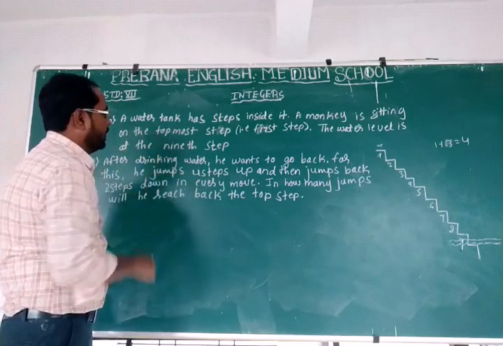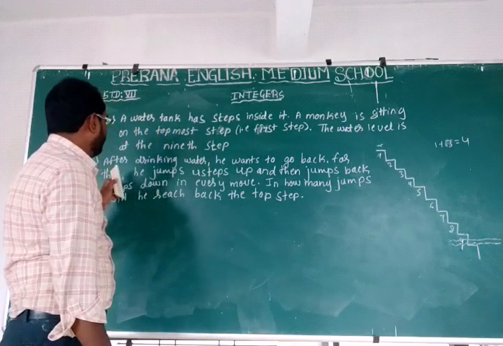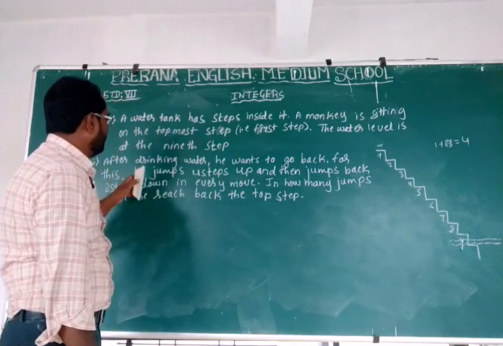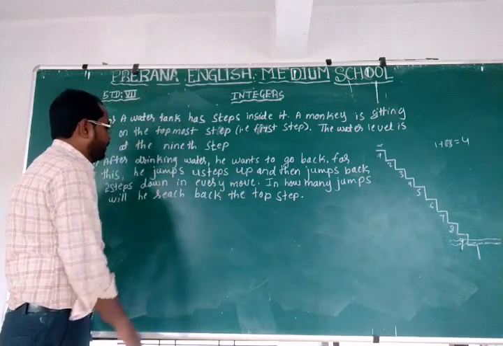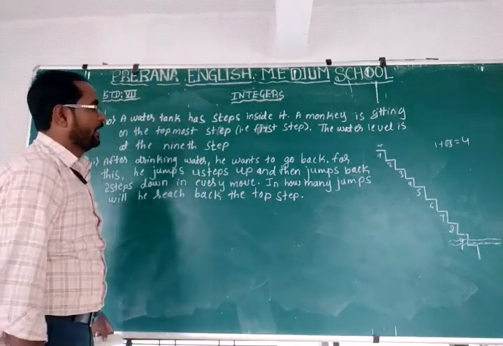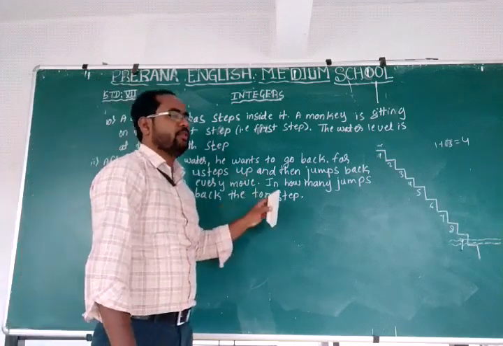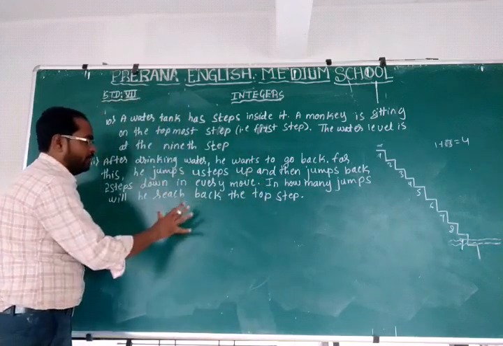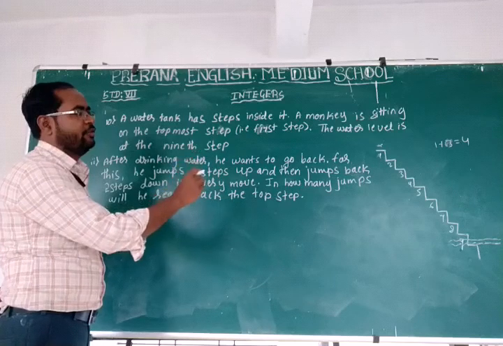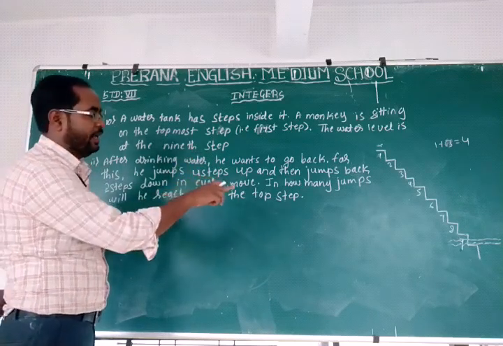After drinking water, he wants to go back. For this, he jumps 4 steps up and then jumps 2 steps back down in every move. In how many jumps will he reach the top step? That means the first step. So here also same, whatever you have done, there you started with 1 and here you will start with the 9, because monkey is at the 9th step.